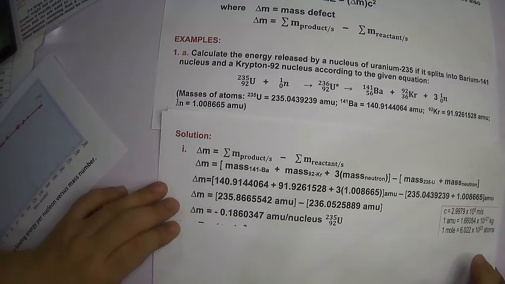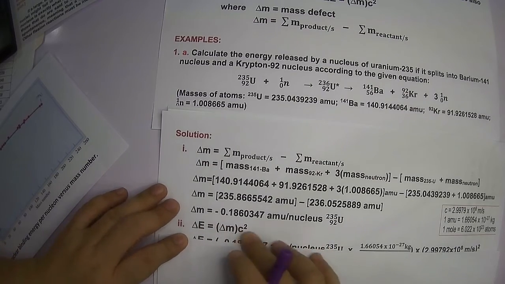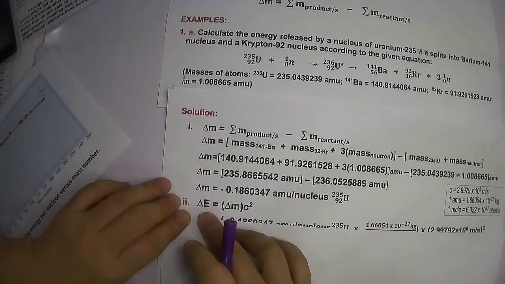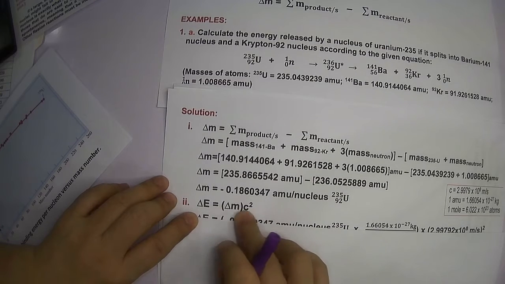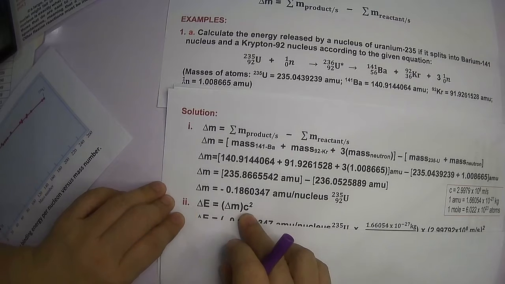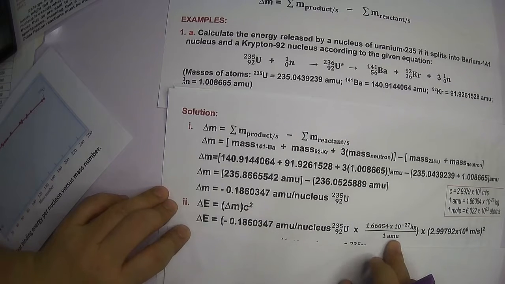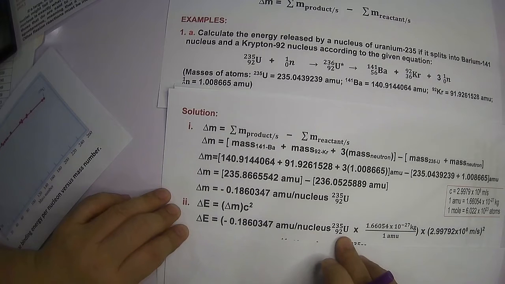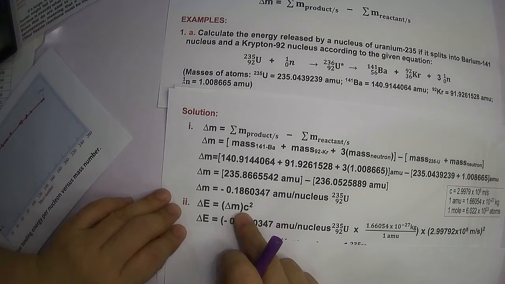Moving on to this discussion, we convert that mass defect to energy by using the Einstein formula. The mass is converted to energy by the Einstein formula, that is delta E is equal to the mass defect times c squared. So we plug in this value, where we convert the atomic mass unit to kilogram per nucleus of uranium-235, and multiply it by the square of the speed of light.